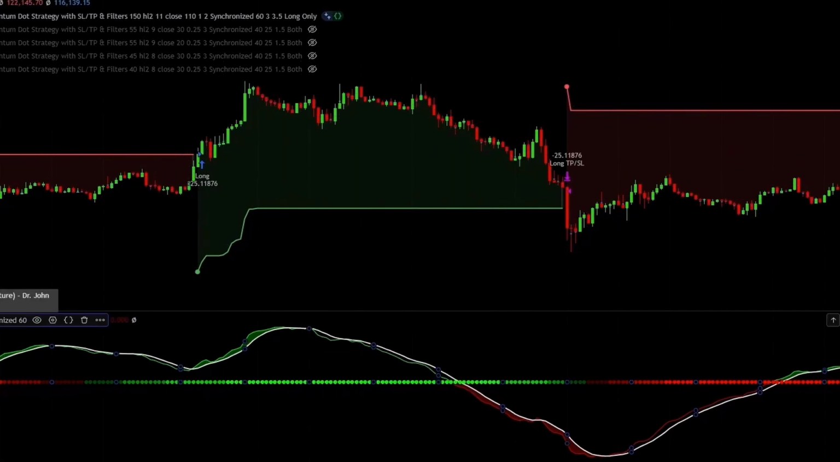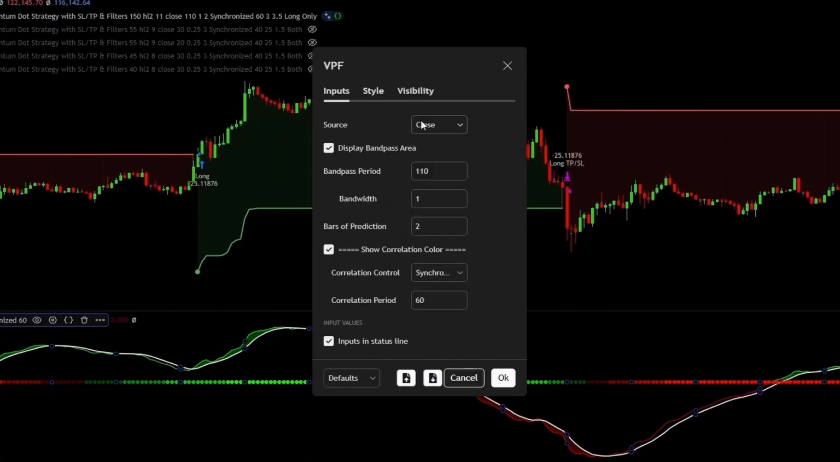For the VPF or Voss Predictor, leave the source at close, set the bandpass period to 110, the bandwidth to 1 and the bars of prediction to 2. Correlation control will be at synchronized and the period is 60.